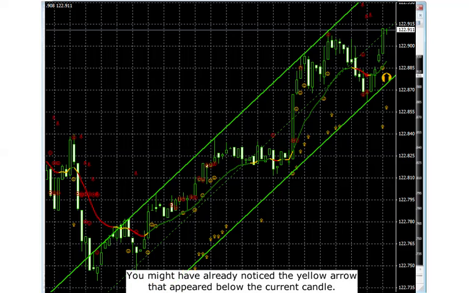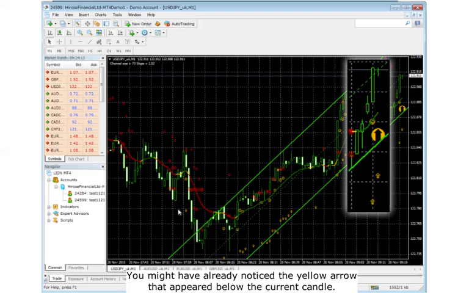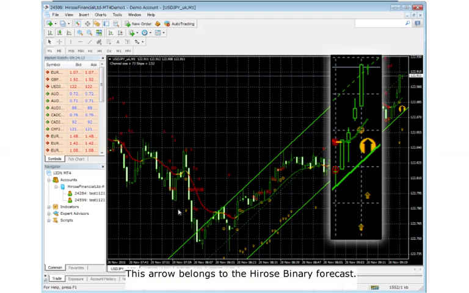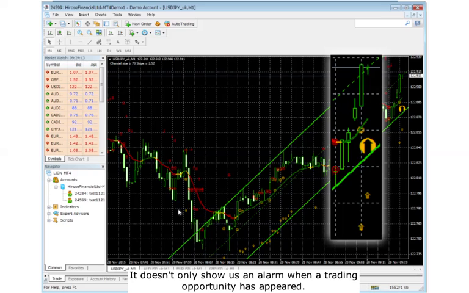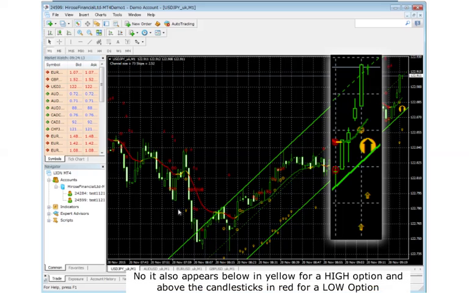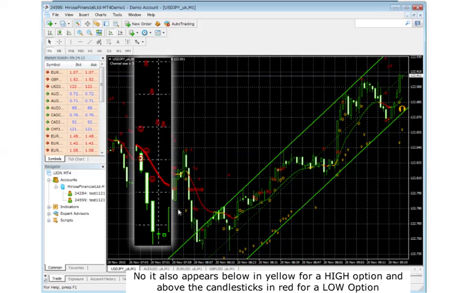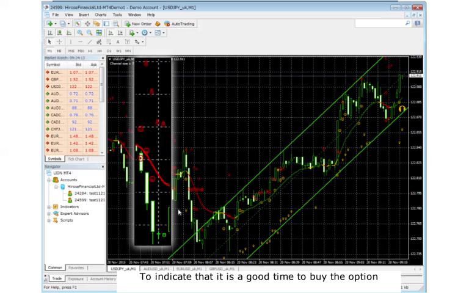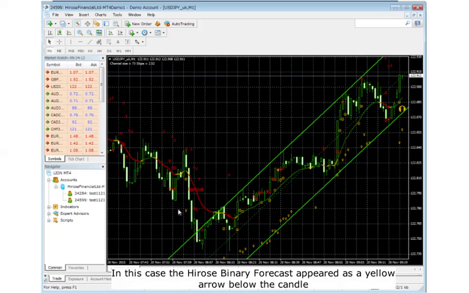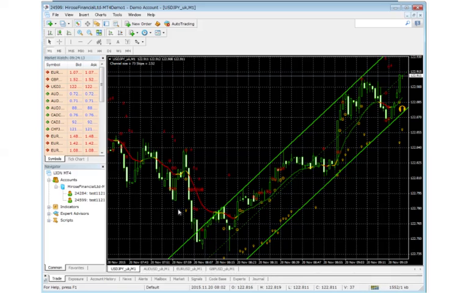You might have already noticed the yellow arrow that appeared below the current candle. This arrow belongs to the Hirose Binary Forecast. It doesn't only show us an alarm when a trading opportunity has appeared, no, it also appears below in yellow for a high option and above the candlesticks in red for a low option to indicate that it's a good time to buy the option. In this case, the Hirose Binary Forecast appeared as a yellow arrow below the candle, which means it's telling us to buy a high option.